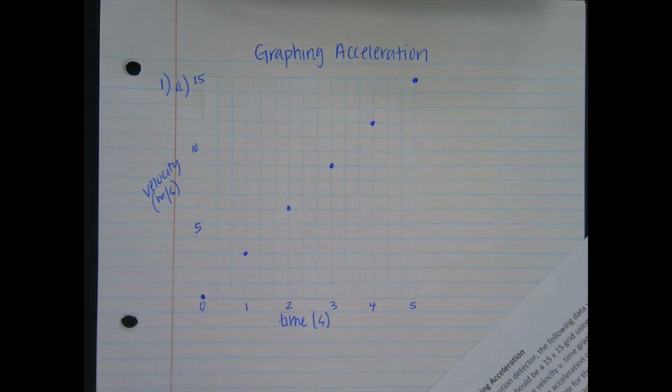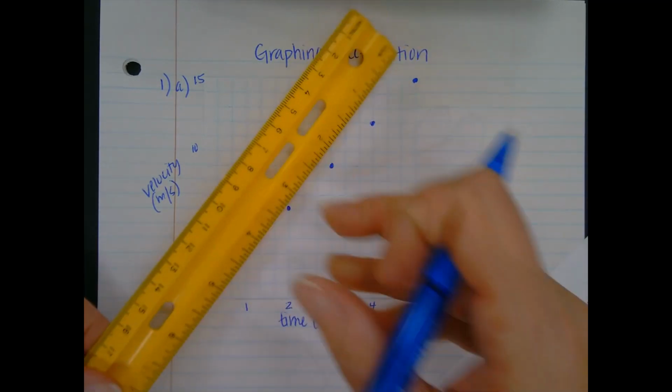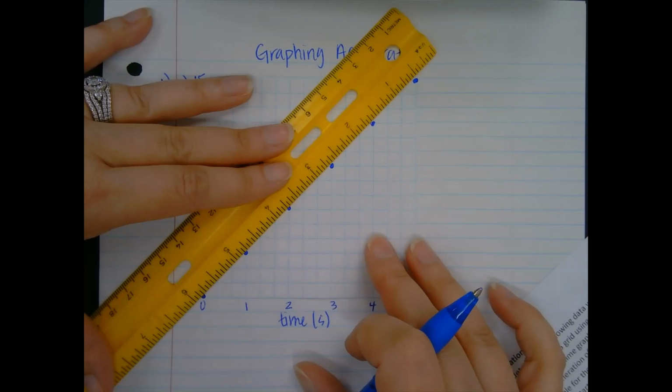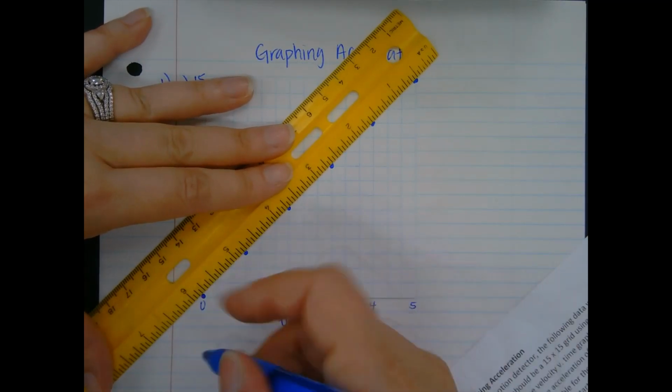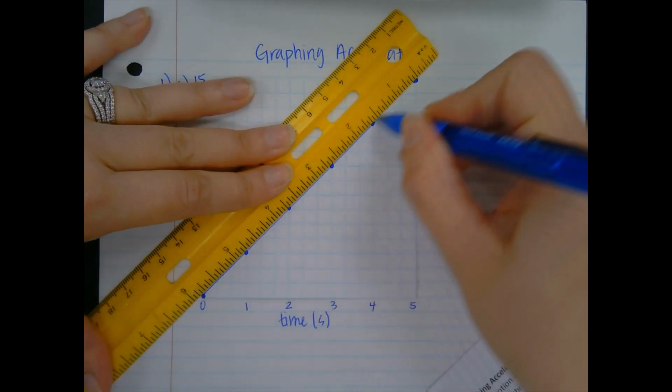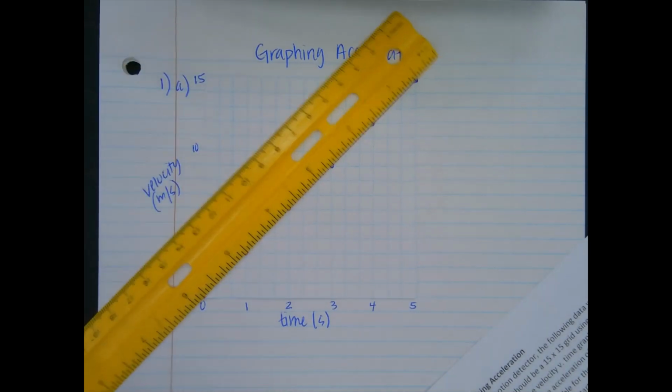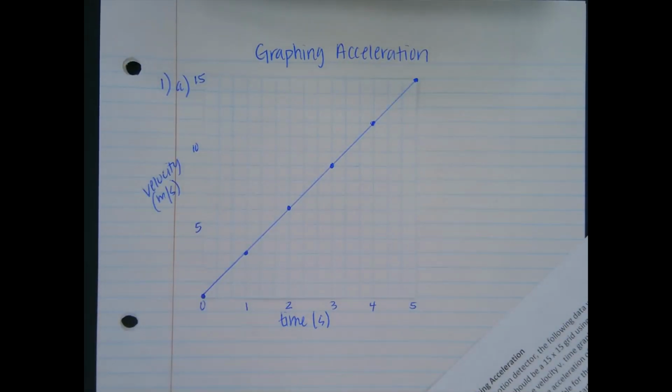So I'm going to use a ruler and I'm going to connect them. All right, so there it is. Now what the shape of this curve tells me is that this is a constant acceleration because my line is increasing. It is positive, so it's increasing in terms of velocity per second, and then it is also constant because the line is not exponential. So that was part A.